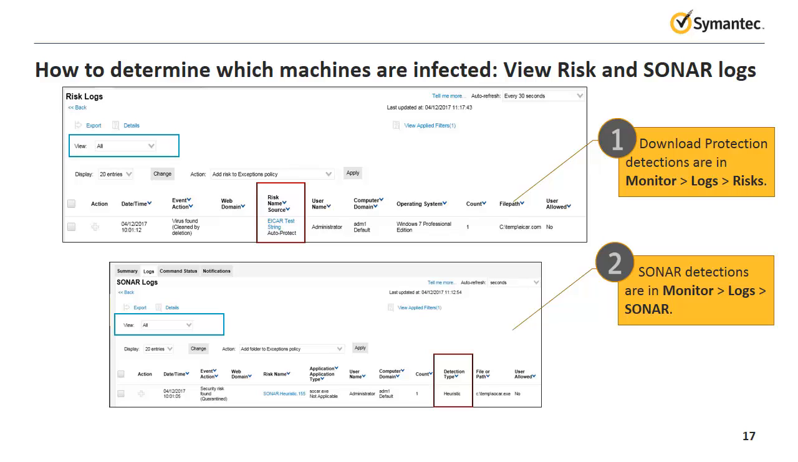You can use the SEP risk log to determine which machines are infected. For every endpoint, the risk log contains files detected by Insight, virus and spyware scanning, and SONAR. You can also identify SONAR events under monitors and logs. Insight defines detections in the risk name column as ws.reputation.1. For each Insight-related detection, the risk report also displays the domain or IP address from where the file was downloaded.